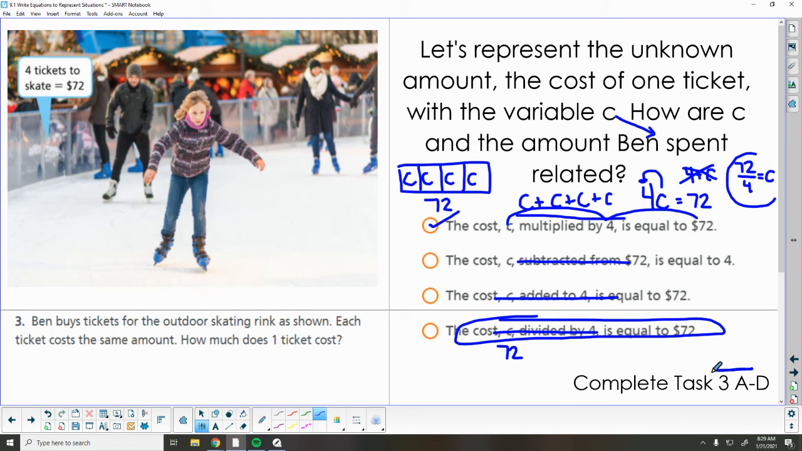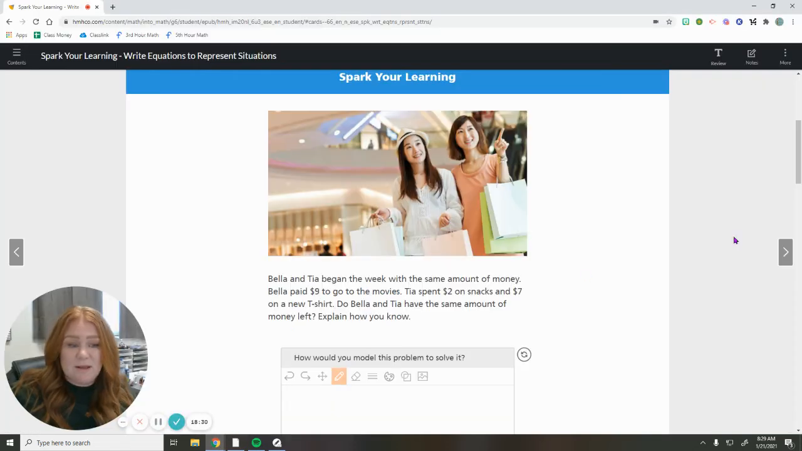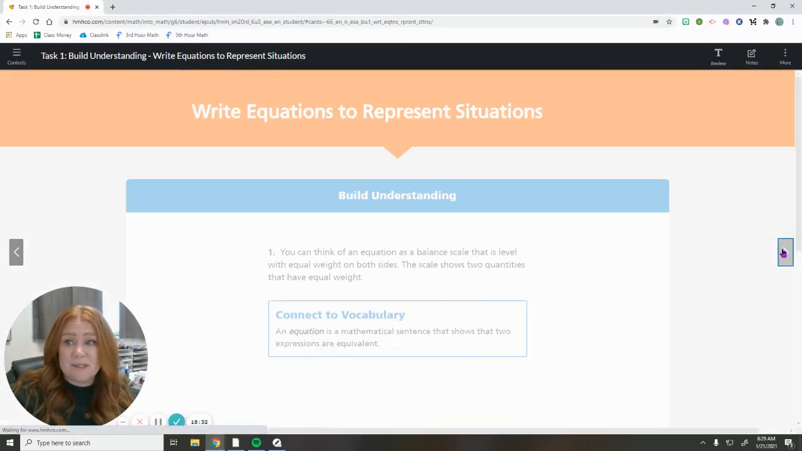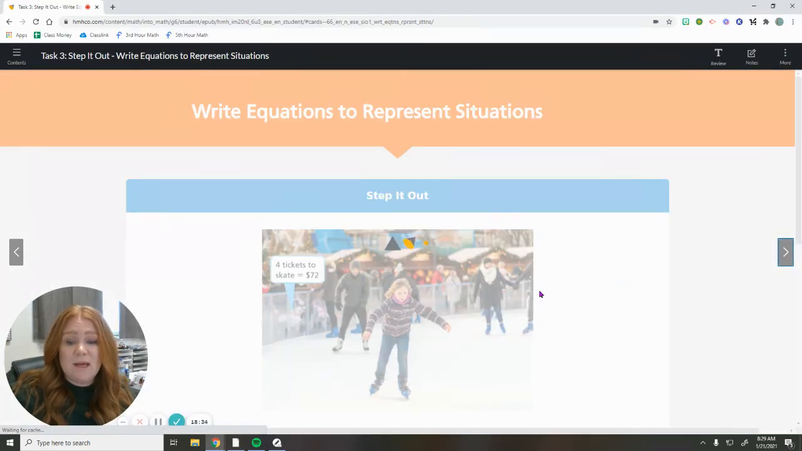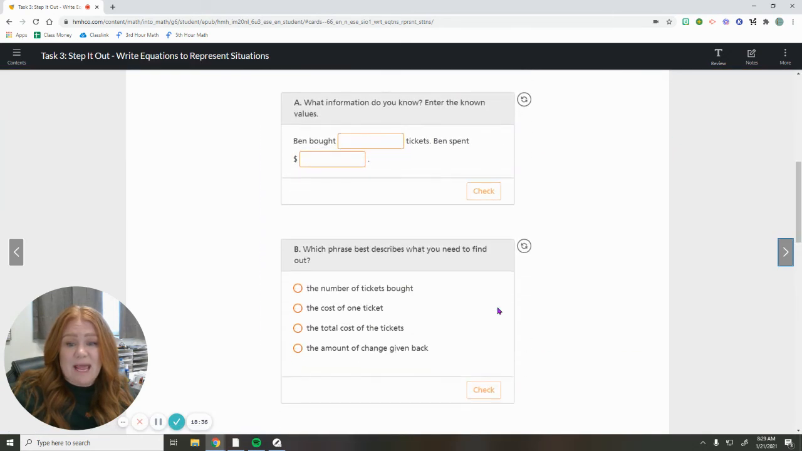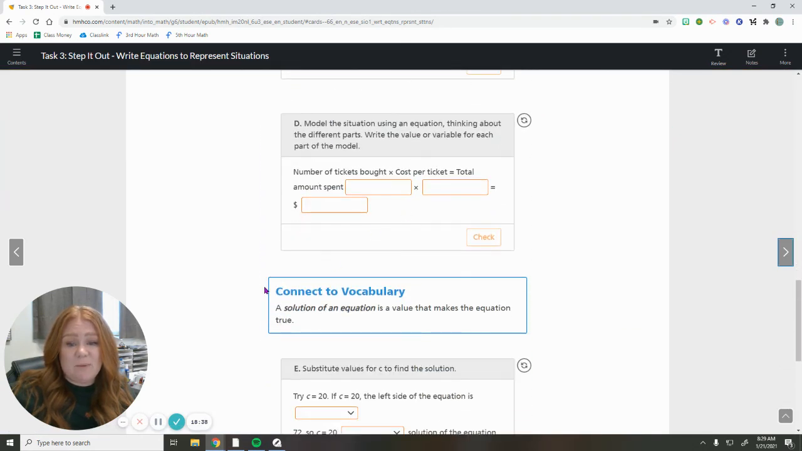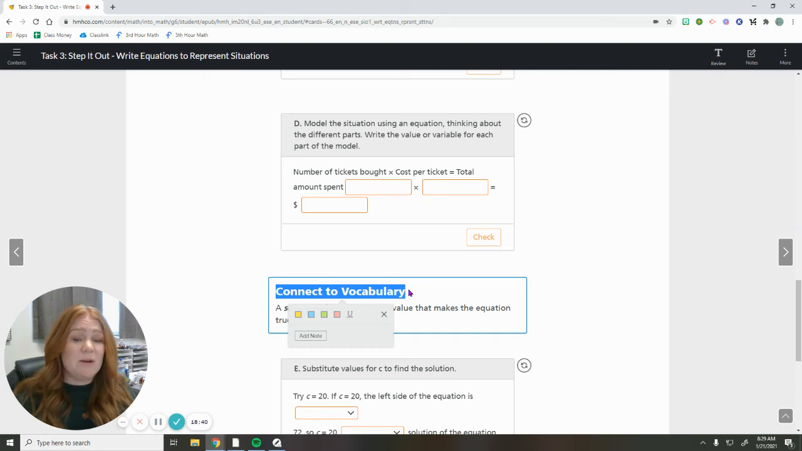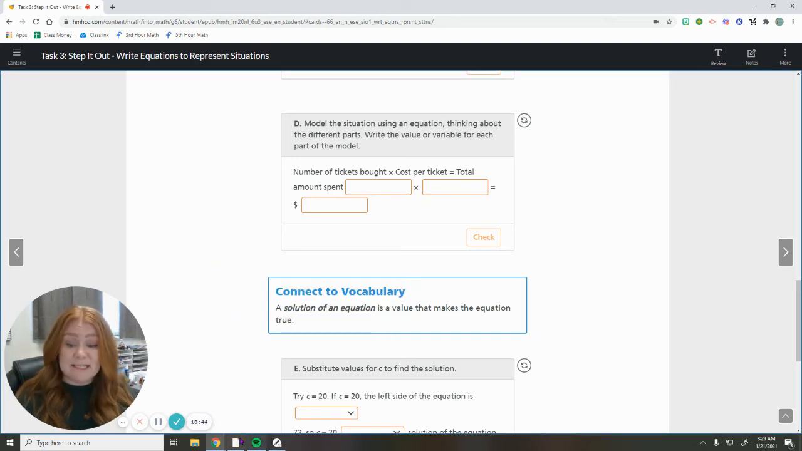So I want you to complete task 3, just A through D. So when you get to the end here, so task 1, 2, 3, go ahead and do A, B, C, and D. And when you get to this connect vocabulary box, I want you to come back to the video so we can talk about this next part here.